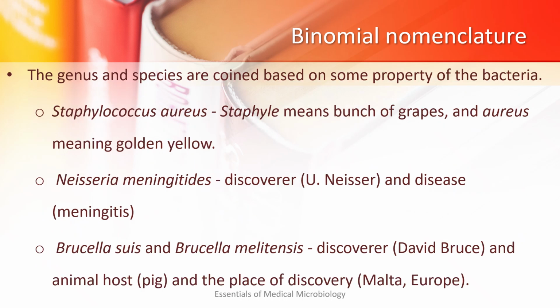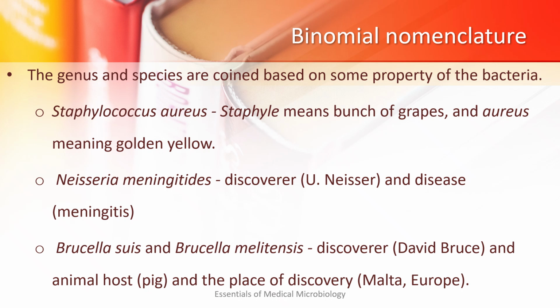The genus and the species are coined based on some property of the bacteria, such as Staphylococcus aureus. Staphyle means bunch of grapes, aureus means golden yellow. So it has a bunch-of-grapes appearance and shows yellow color on nutrient agar. Neisseria meningitidis: Neisser discovered Neisseria, and the disease it causes is meningitis.